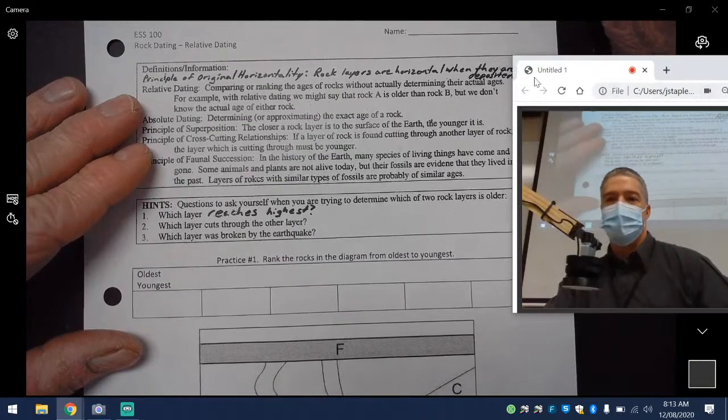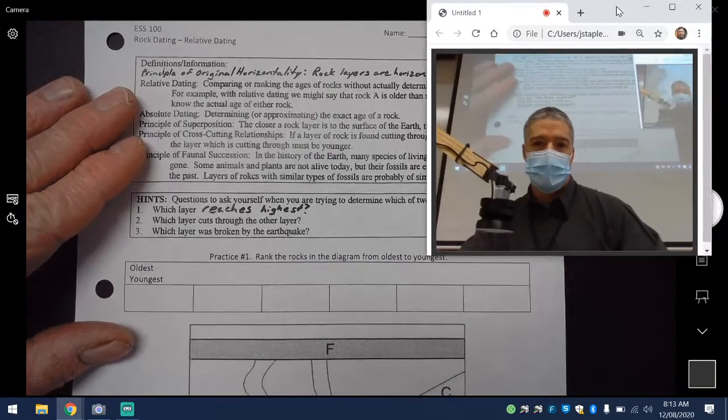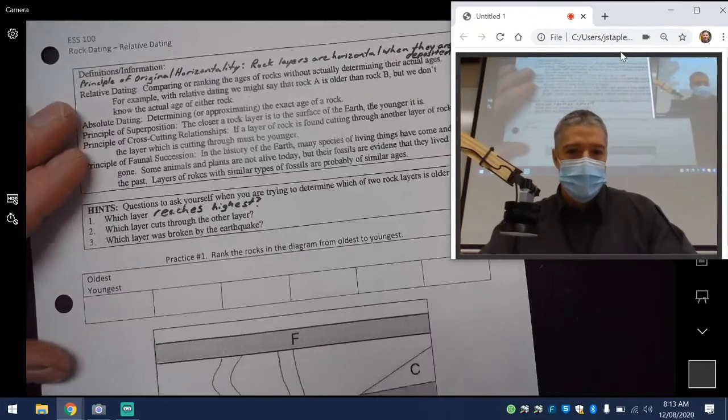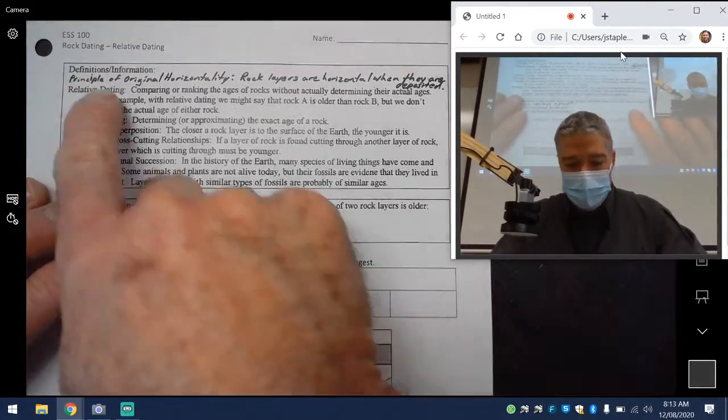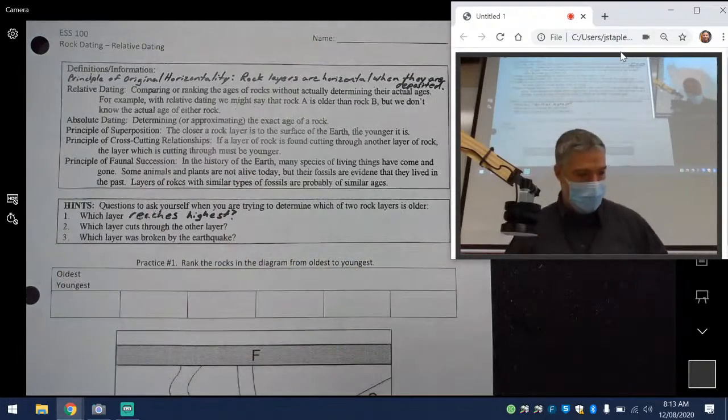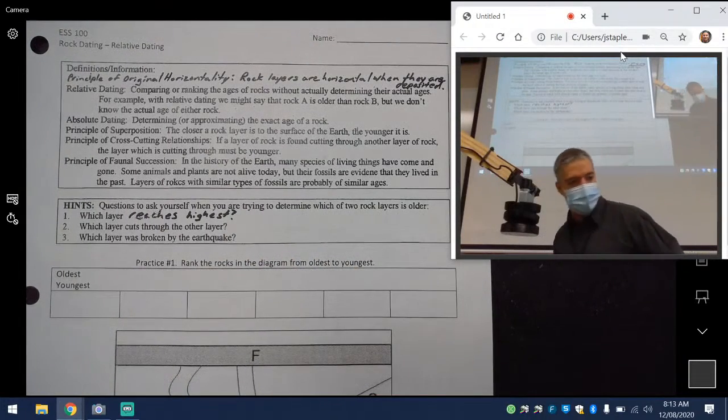Don't know what this is. Oh, that's me. There I am again. So looking at this, up at the top, this is just some background information. Sorry, I've got to find my pencil.